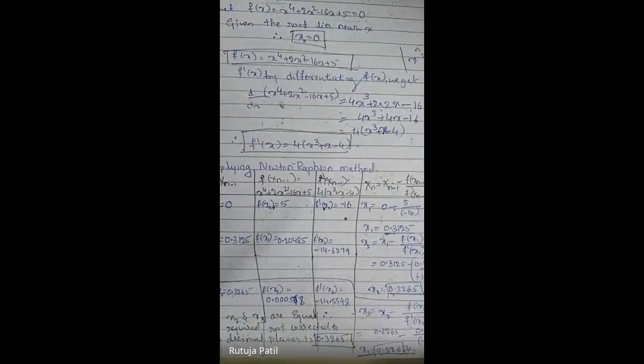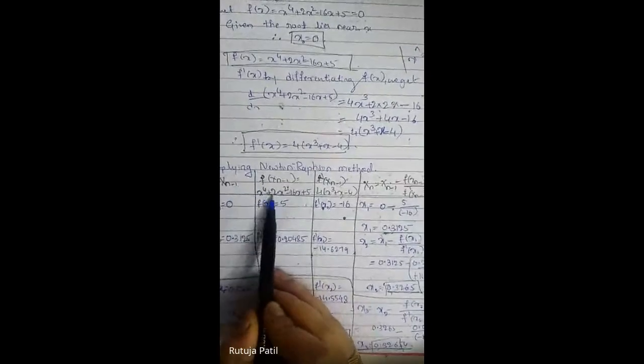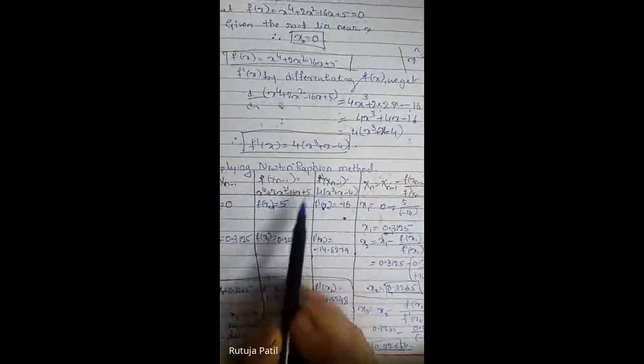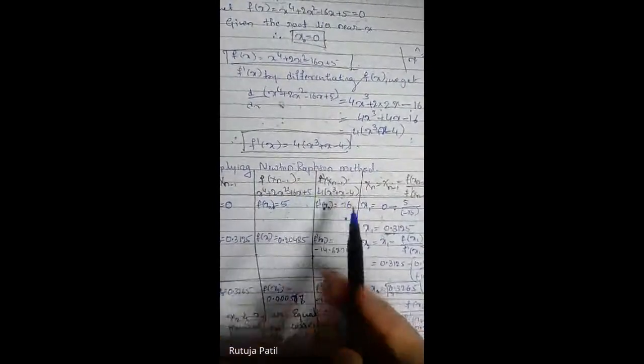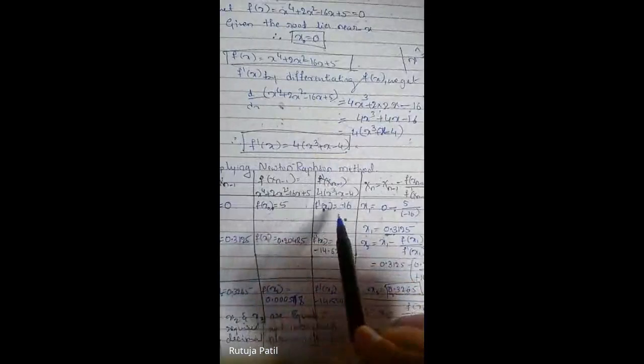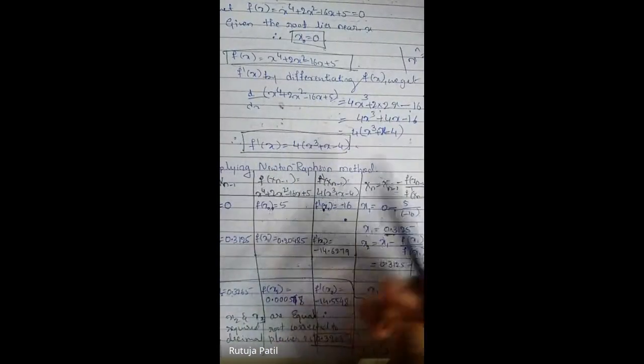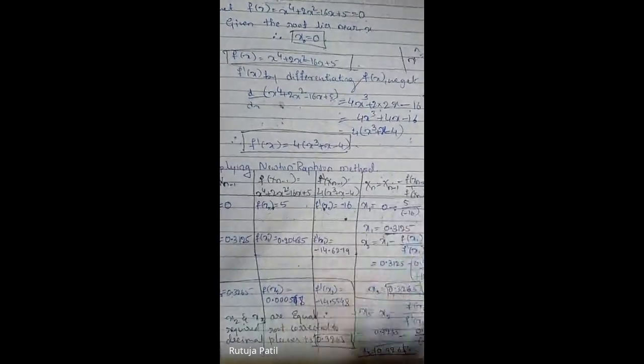Okay. So f of x is the given equation, x to the power 4 plus 2x square minus 16x plus 5. f dash is not given. F dash is the differentiated equation we have found out. This is the reason why we have found out this, because we need the values of f dash of x to get the next approximate value of the root.